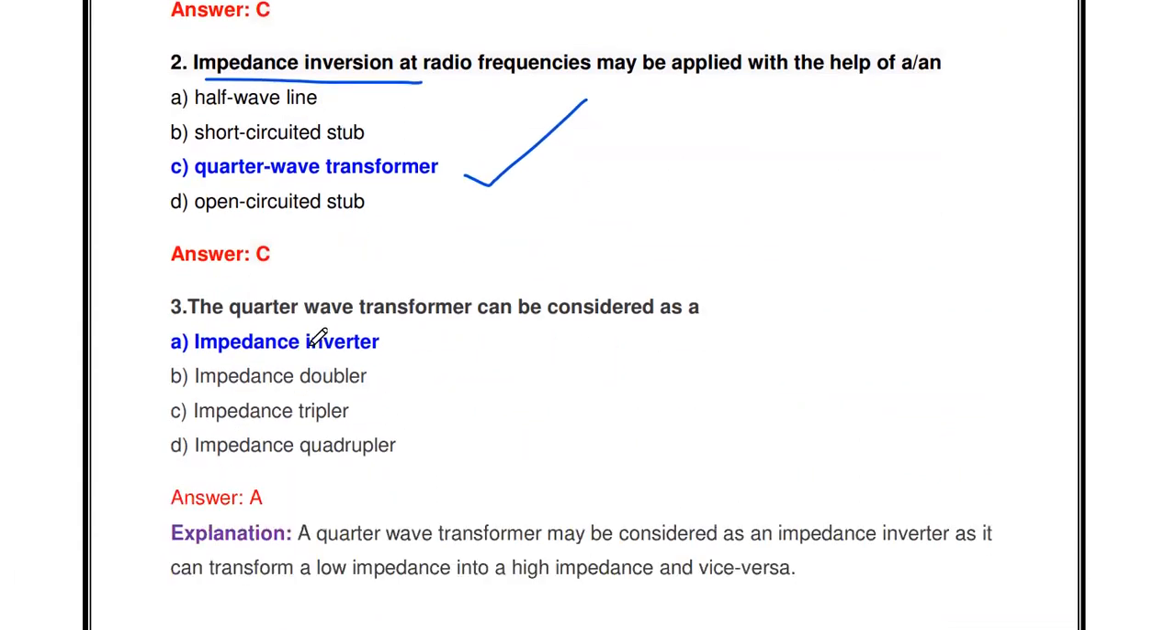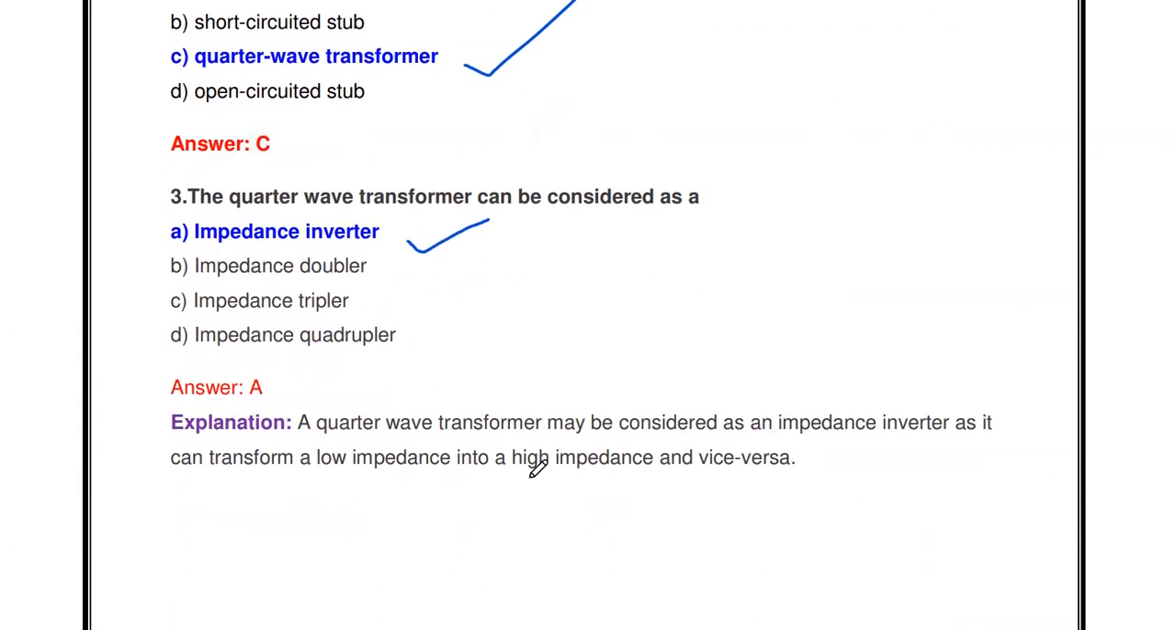The next thing, a Quarterwave transformer can be considered as a dash: impedance inverter, impedance doubler, tripler, or quadrupler. The Quarterwave transformer can be considered as an impedance inverter. That means it can transform low impedance to high impedance, as well as high impedance to low impedance.